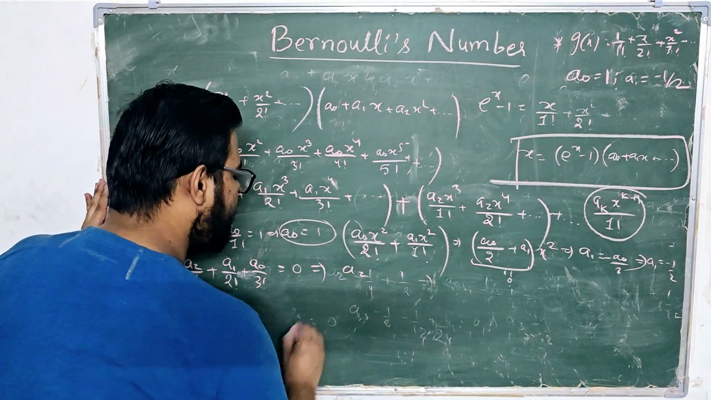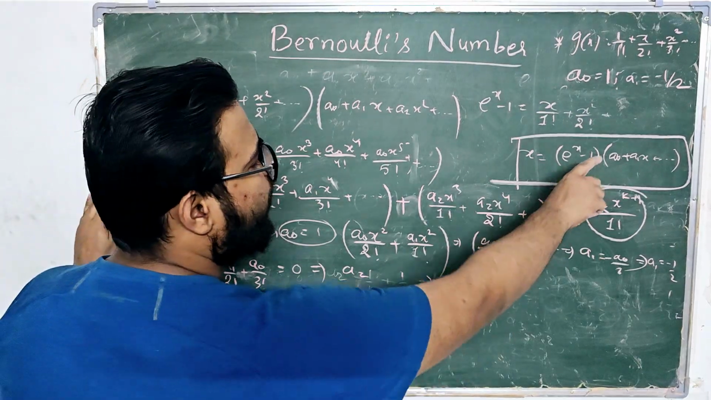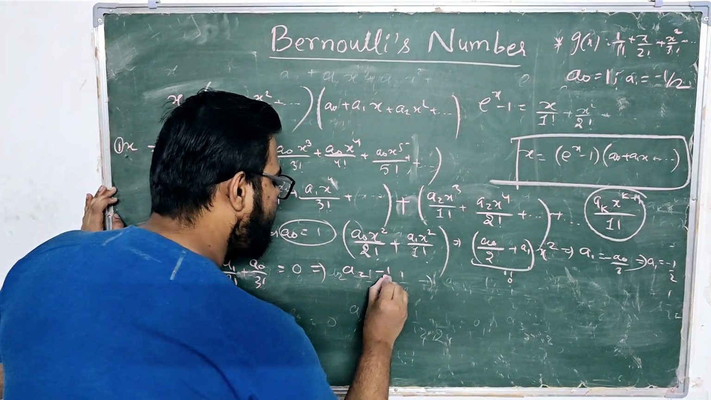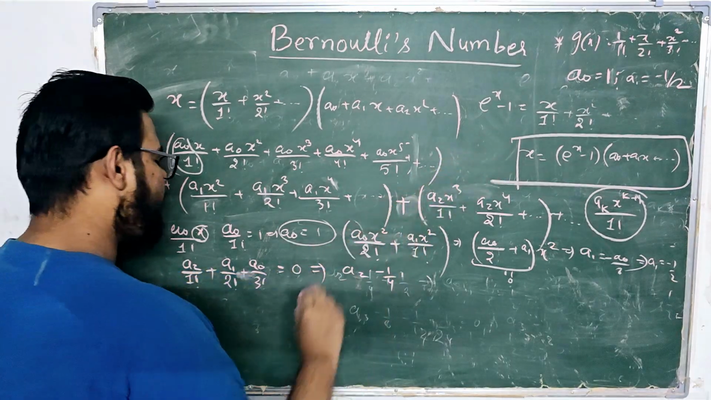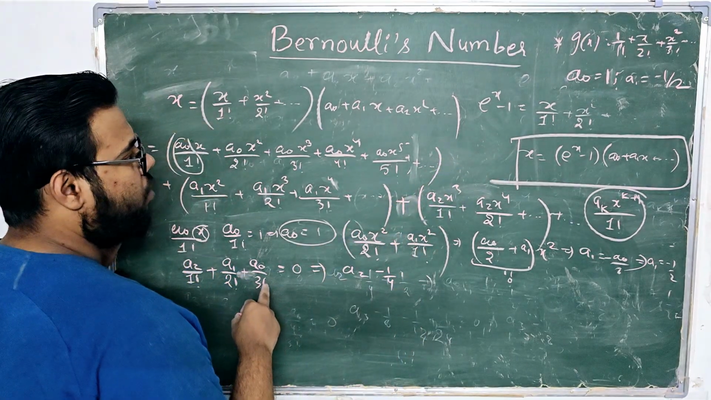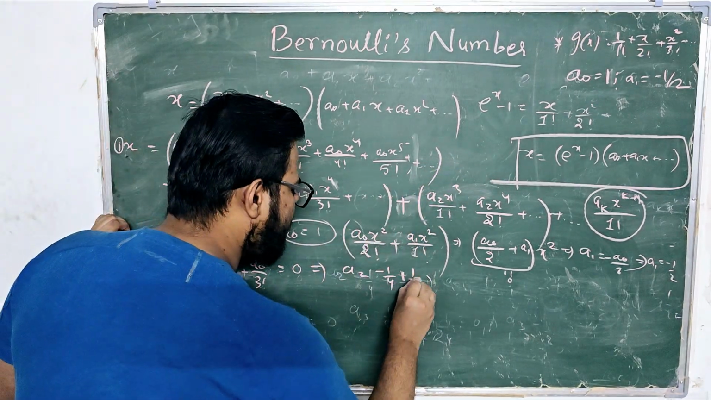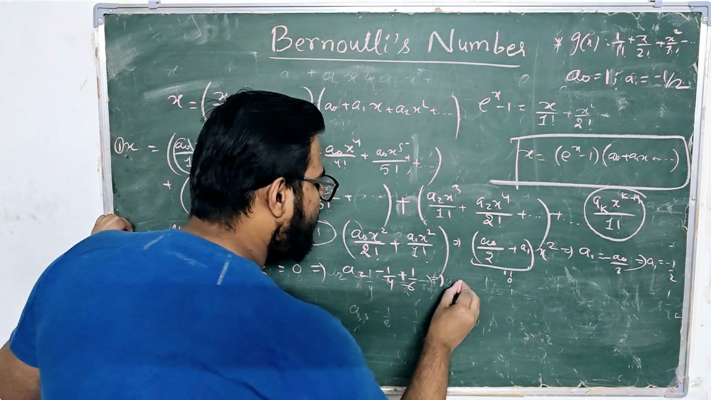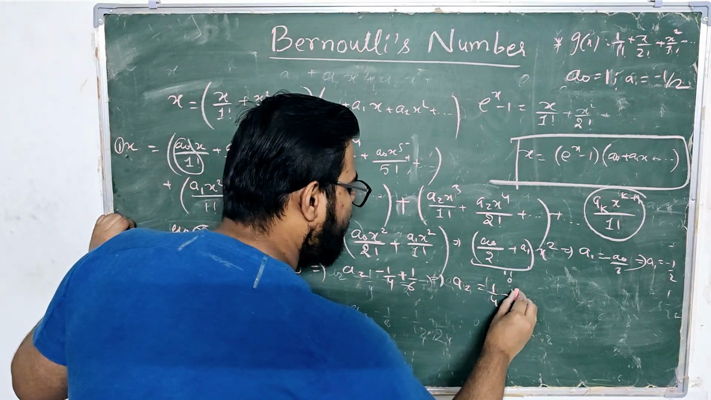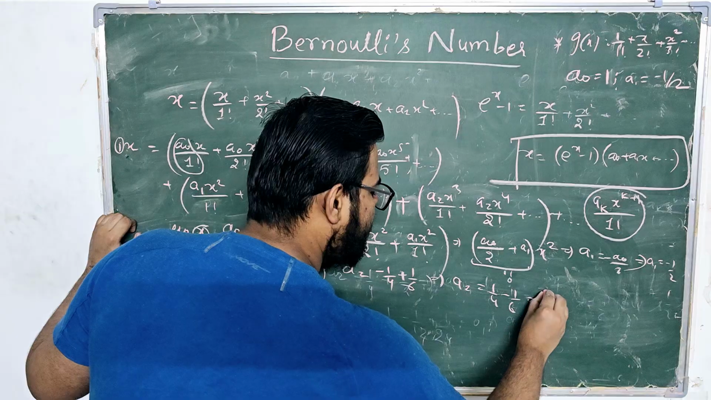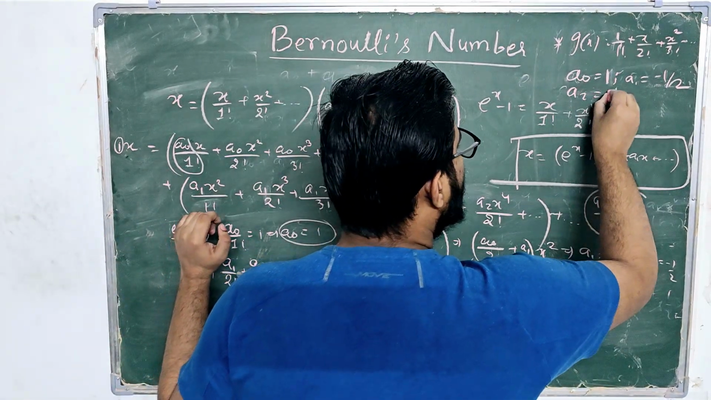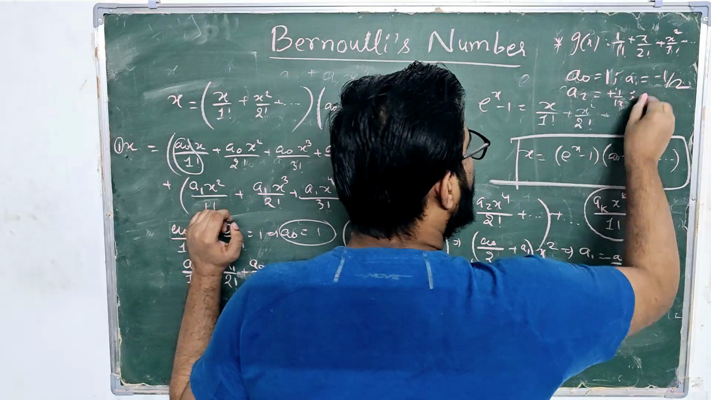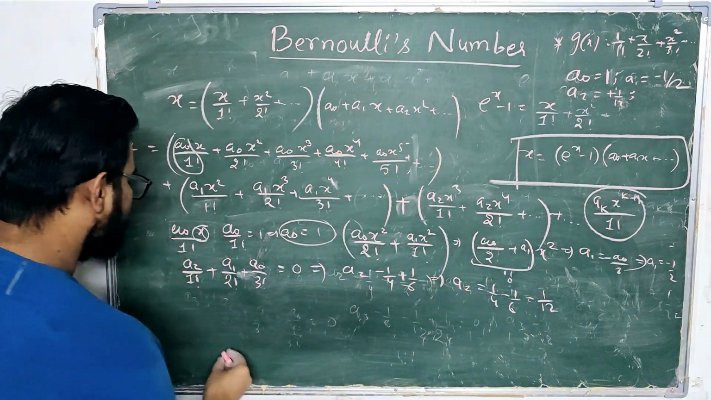So a2, what is a1? a1 is equal to negative 1 by 2. So negative 1 by 2 will become negative 1 by 4, because 1 by 2 into 1 by 2. Okay. What is a0? a0 is equal to 1. So plus 1 by 6, correct? So from here you get a2 is 1 by 4 minus 1 by 6, which is equal to plus 1 by 12. Okay. So a2 is plus 1 by 12. Now let's solve for a3.